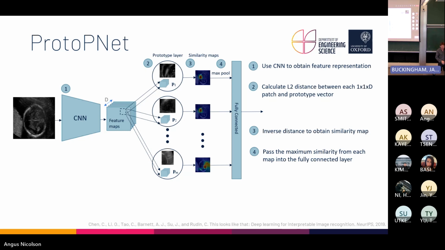It will compare the feature map for your test image with each of these vectors and generate a similarity heat map. So this heat map shows how similar this prototype is to each region of this test image. We can then just do a max pool operation, pass it through a fully connected layer, and you end up with your predictions. So the model essentially works by comparing the similarity of your test image with various different prototypes.